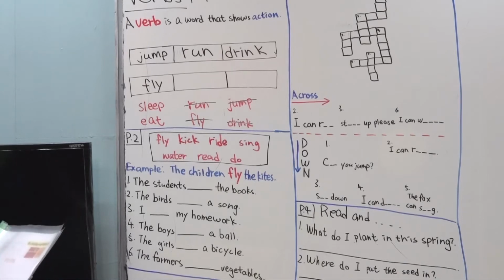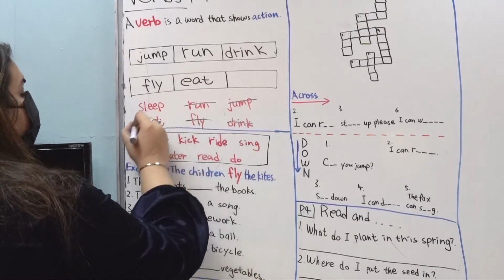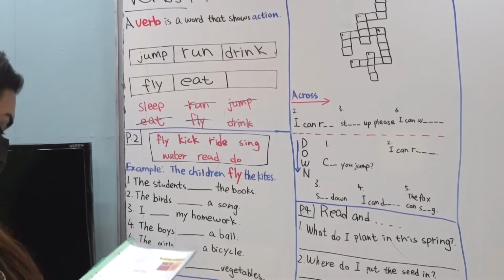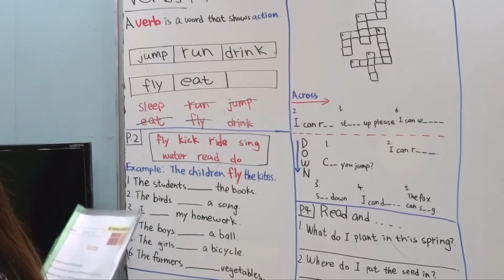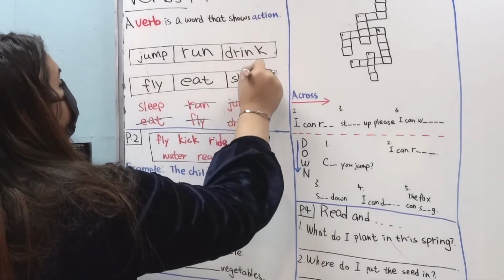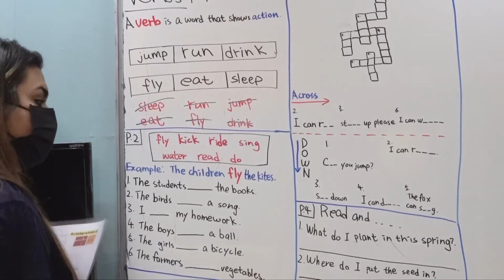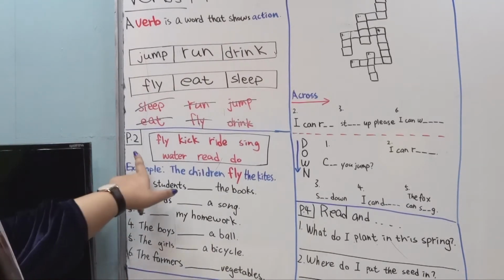Number 5. The boy is... Which action is the boy doing? Sleep or eat? Eat. Smart. That is eat. And the last one, the bear is sleeping. So the action verb is sleep. Alright, check your answers. If you're done, then turn to page 2.